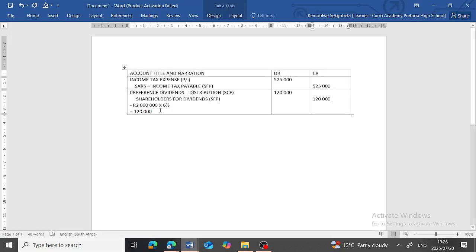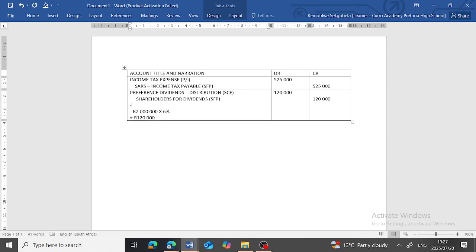So, which part? The preference dividends. Yes. The preference dividends is a liability, hence why we credit shareholders for dividends, and preference dividends affects our statement of changes in equity. When calculating preference dividends, we need to look at the value of the shares, which is 2 million rand, times the percentage given, which in this context is 6%. Once you get that, you get a figure of 120,000. So the 120,000 is our preference dividends, which we then need to pay our preference shareholders. We are declaring dividends here. It hasn't yet been paid.